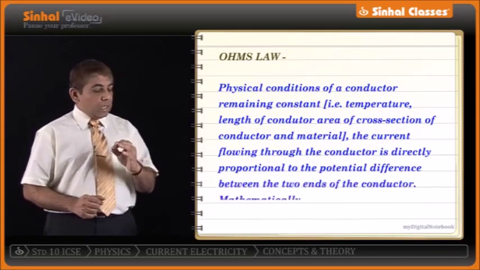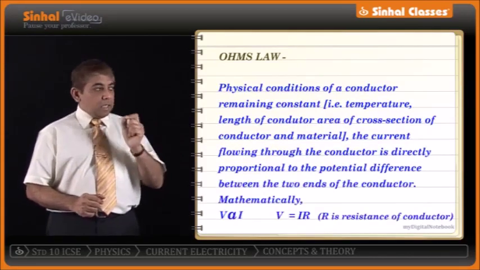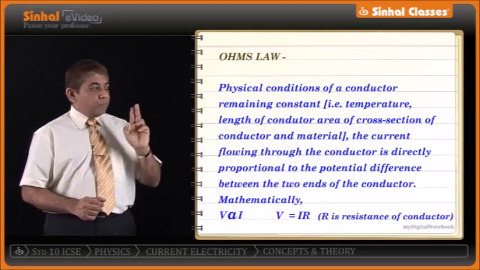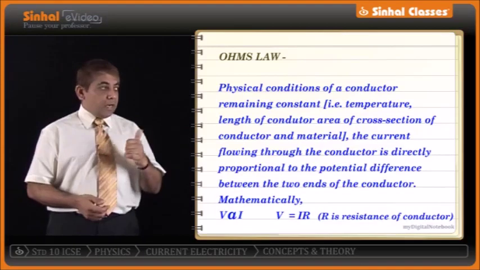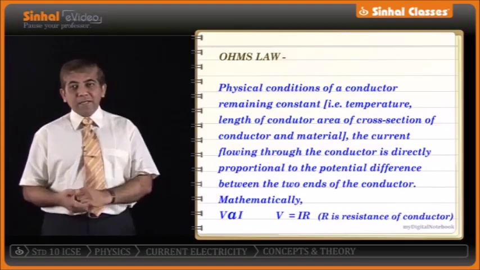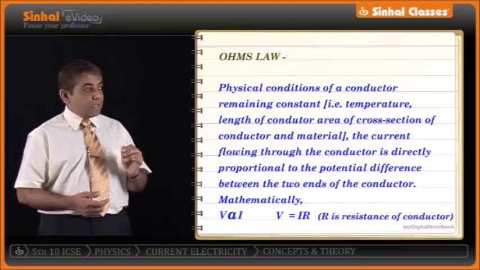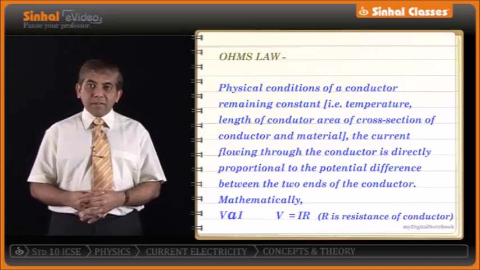Mathematically, V is proportional to I. If I remove the proportionality sign, I use V is equal to I multiplied by R, where R is the constant called the resistance of the conductor. This is as far as the mathematical approach is concerned.